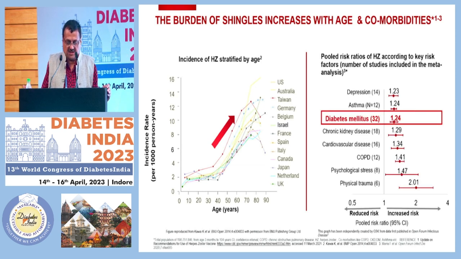So, pooled risk ratios of herpes zoster according to key risk factors, and the number of studies included in the meta-analysis. In that, there are so many comorbid conditions, but among them, diabetes is the highest, that is 32.